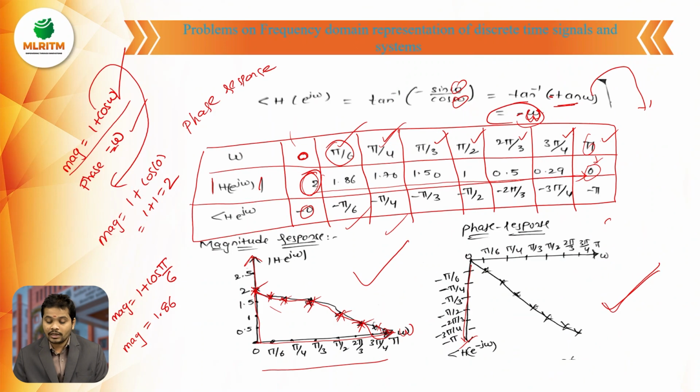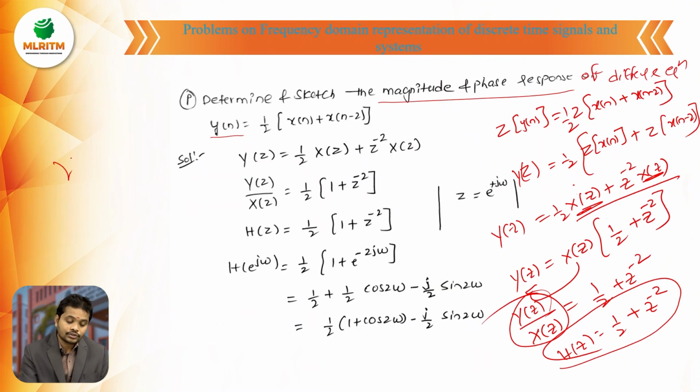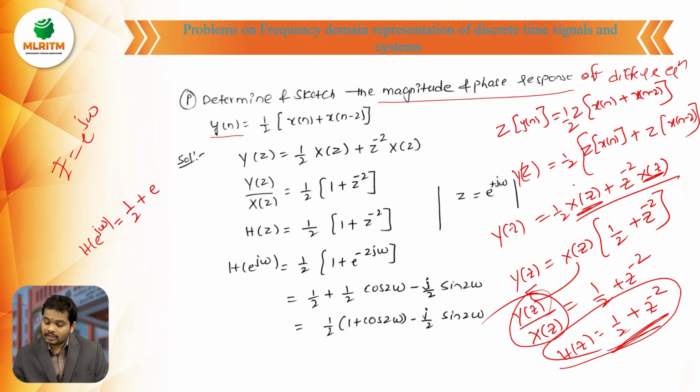After obtaining h of z, we have to substitute z equals what? E power j omega. So in the place of z, if you substitute, h of z equals 1 by 2 plus z power minus 2. I am substituting h of e power j omega equals 1 by 2 plus e power minus 2j omega. So after substituting, e power minus 2j omega is nothing but cos 2 omega minus j sin 2 omega, that is multiplied by 1 by 2.